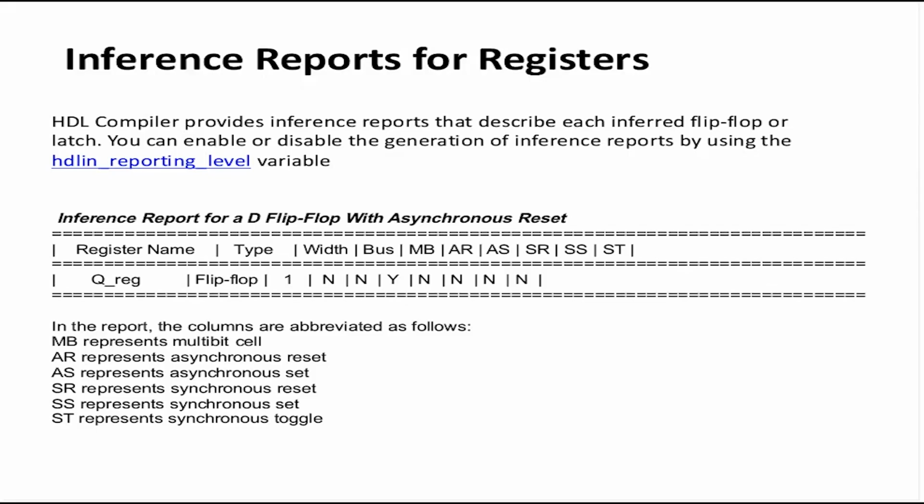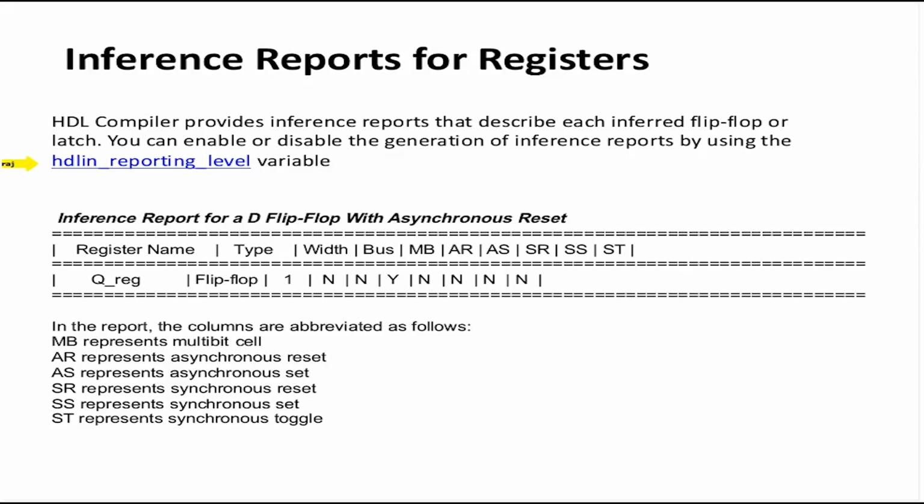The enabling or disabling of generation of inference reports can be switched on and off by using the hdlin_reporting_level variable. The hdlin prefix here represents that these variables are used by the HDL compiler, part of Design Compiler. HDL compiler is actually the engine that reads in the Verilog. So the hdlin_reporting_level variable controls the enabling or disabling of these elaboration reports. If these are enabled, the reports are very useful during the analysis of the design.